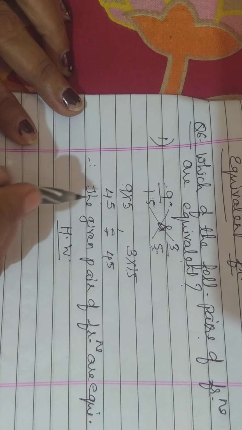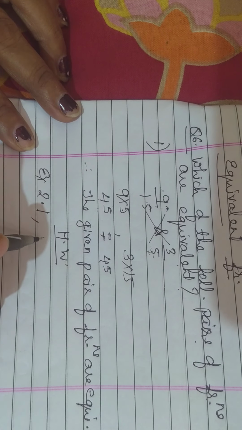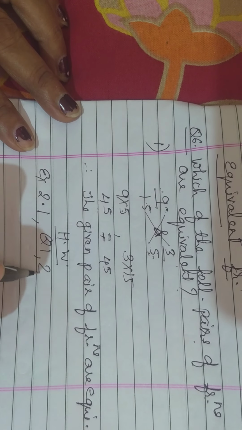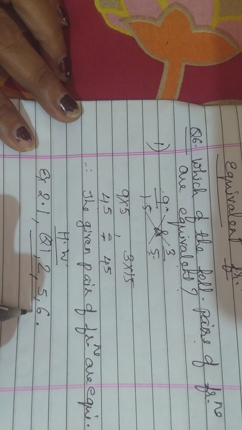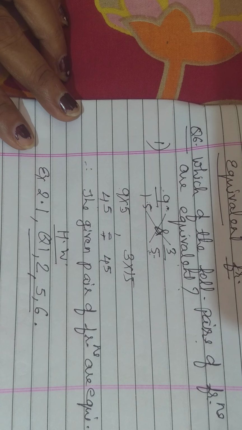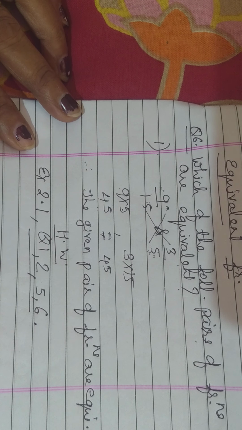So your homework: see, the homework is exercise 2.1. There, question numbers 1, 2, 5 and 6. Your question number 1 is convert into lowest term. Second is convert into mixed, which I explained to you. Then convert into improper, and then this is your question number 6. So only question numbers 3 and 4 are left, that we will see in the next lecture.